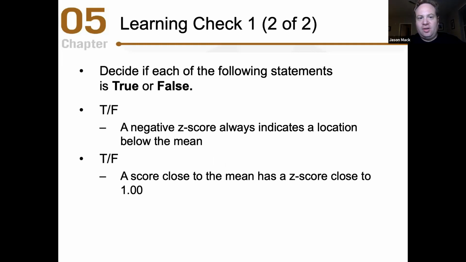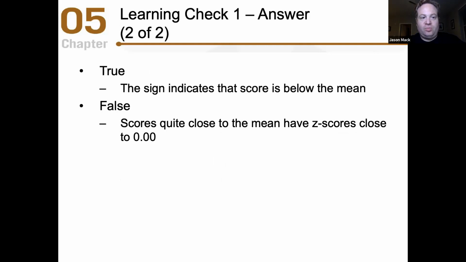So now let's see if you can decide if each of the following statements is true or false. True or false, a negative z-score always indicates a location below the mean. And true or false, a score close to the mean has a z-score close to 1. Think about that. Pause me if you need to. So the first answer is true. The sign indicates that the score is below the mean. And the second one is false. Scores quite close to the mean have z-scores close to 0, because we're talking about how it deviates from the mean.